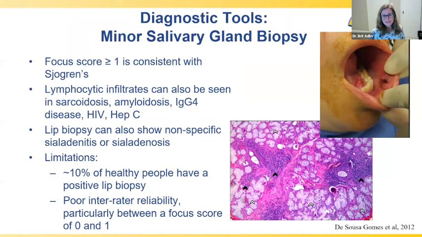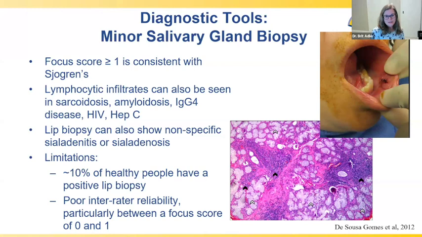And then sort of the gold standard test for Sjögren's is a minor salivary gland biopsy, which is also called a lip biopsy. So for this test, the doctor will take out one of the minor salivary glands on the inner lip. It's a very minor, easy surgery in which they just make a minor incision and take out a salivary gland, and then a pathologist looks at it under the microscope. This procedure tends to heal very well, and there's very few long-term complications from this surgery.